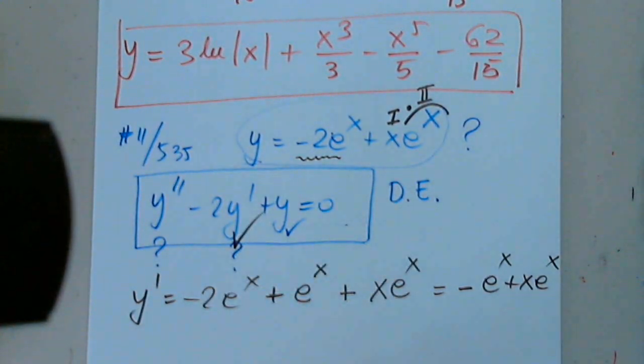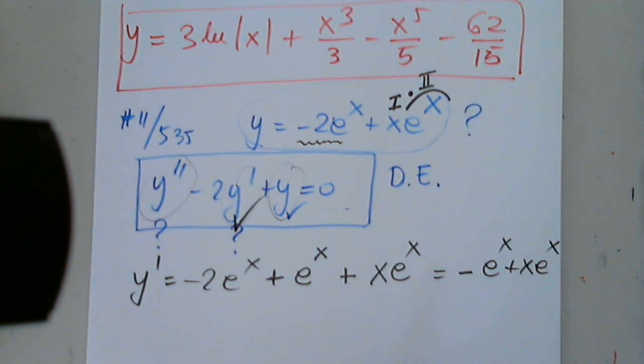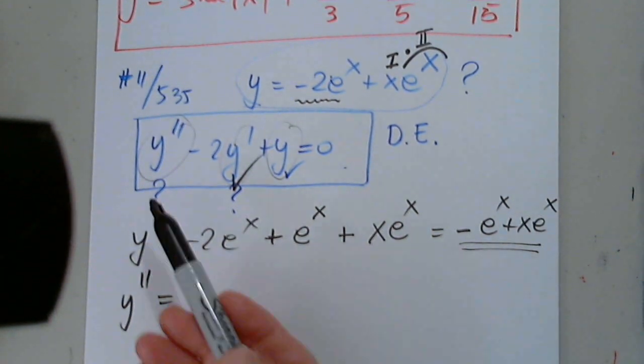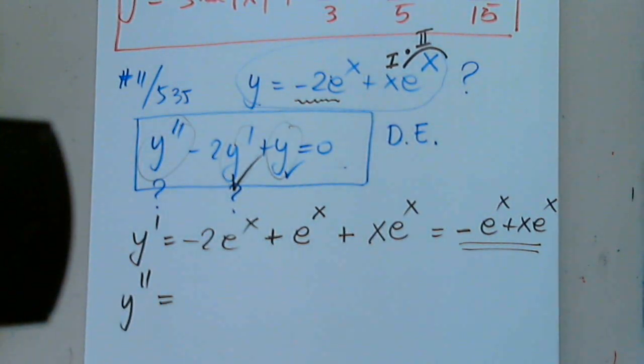So now I have this. I have this piece, I have this piece, but now I need this. Can anyone help with the derivative of this function? Because we need the second derivative. Because that's what I have in the differential equation. I have the second, I have the first, and I have the function.